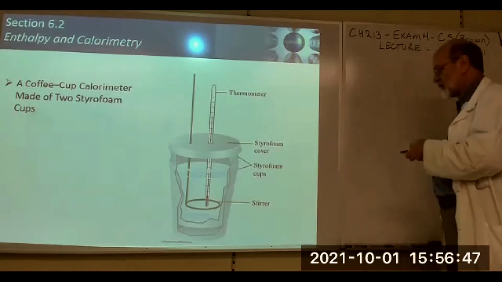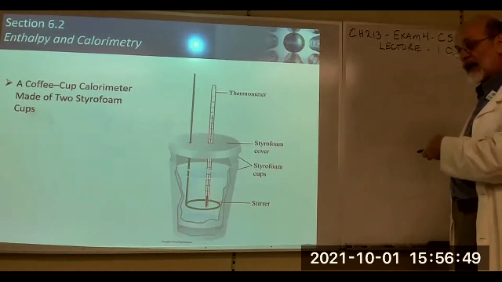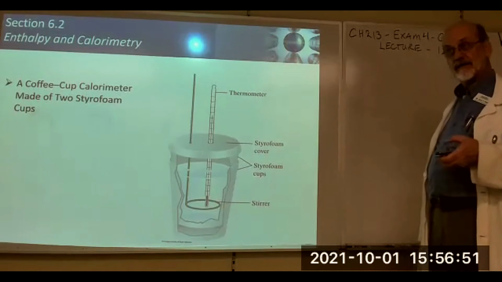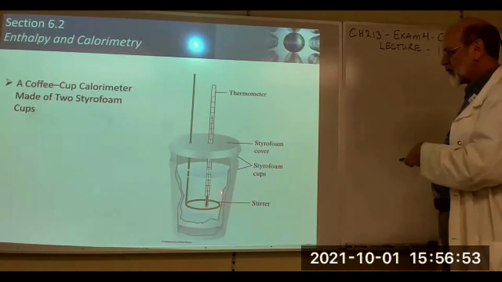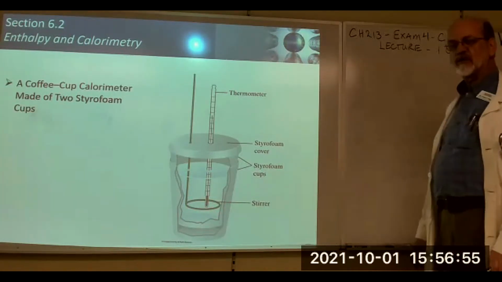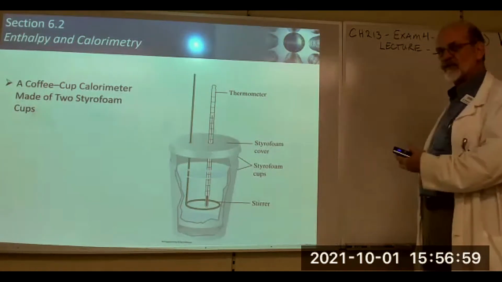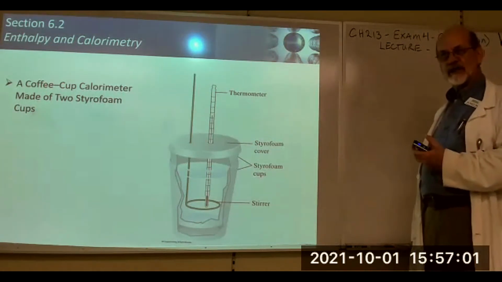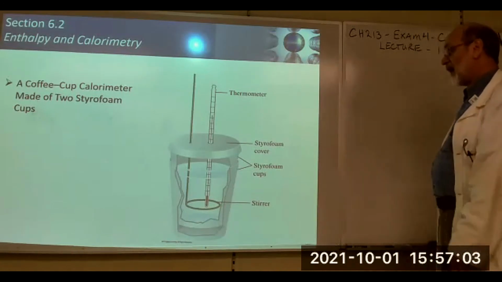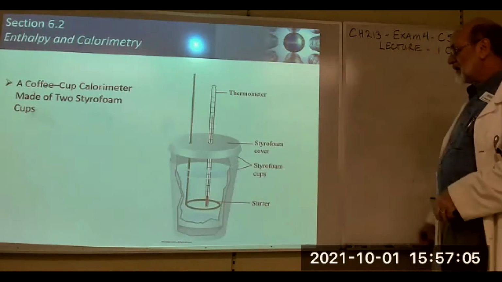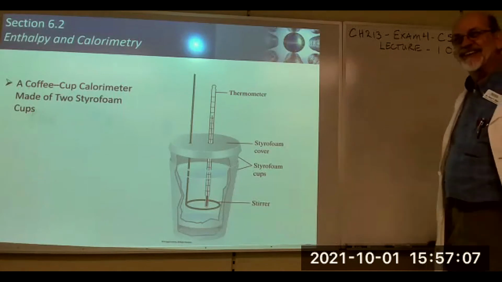And then we have a thermometer in there, which also has its own heat capacity. I used to have a stirring wire in there, but that just is too much trouble. Plus, it was made out of metal, and some of the reactions we had will corrode the metal, and it would influence the reaction. So now I just leave that part out, and I use the thermometer to stir it.